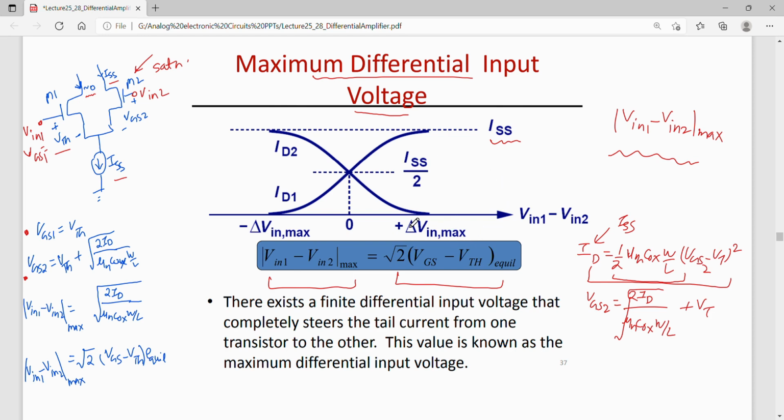So that point happens in the IV characteristics here, or here. At this point the entire drain current flows through M1, it reaches ISS. Similarly at this point the entire drain current flows through M2, because ID2 reaches ISS here.